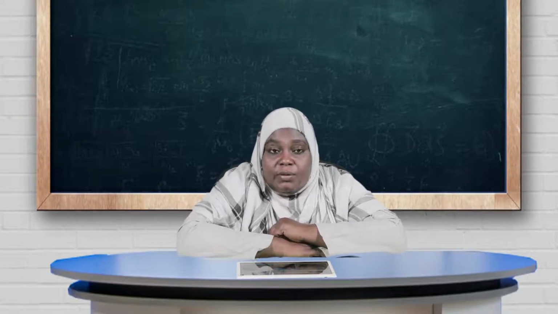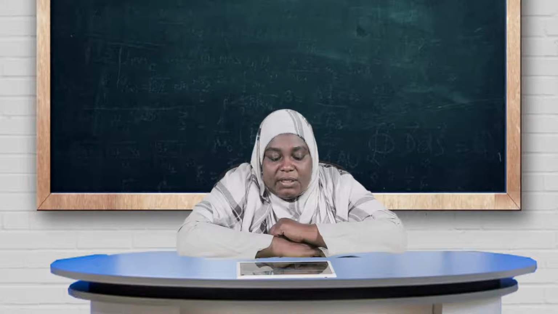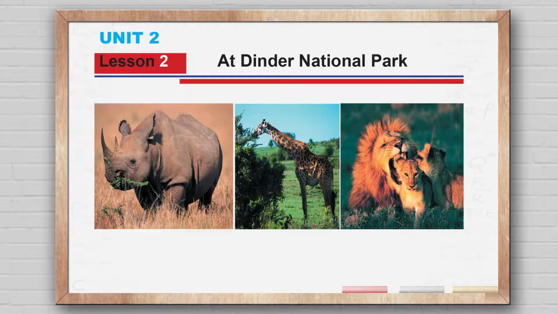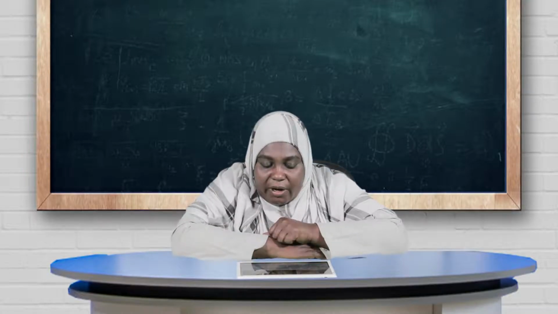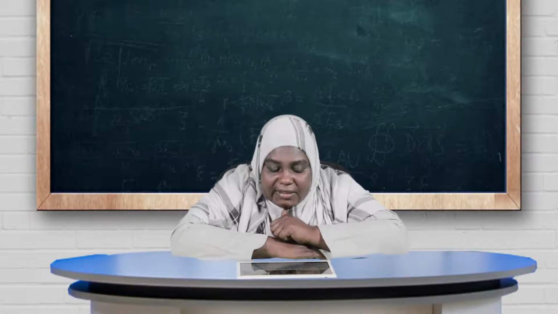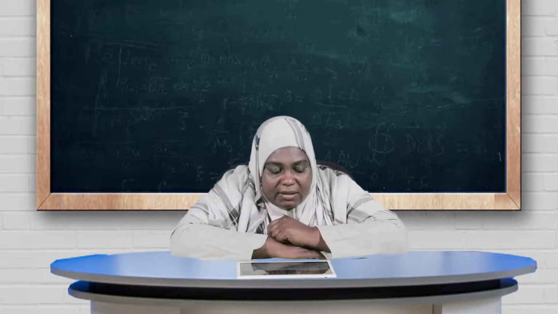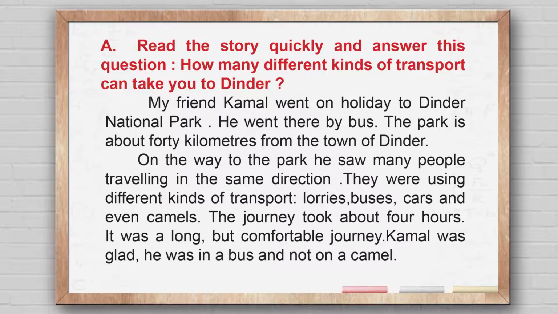Here in lesson 2, page 16, you are going to read about Dindir National Park. Read the story quickly. Here is a passage. And answer these questions. How many different ways can take you to Dindir? Dear pupil, look at the board and listen carefully.